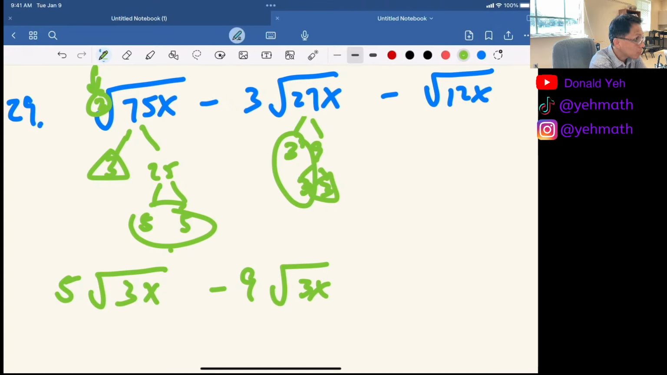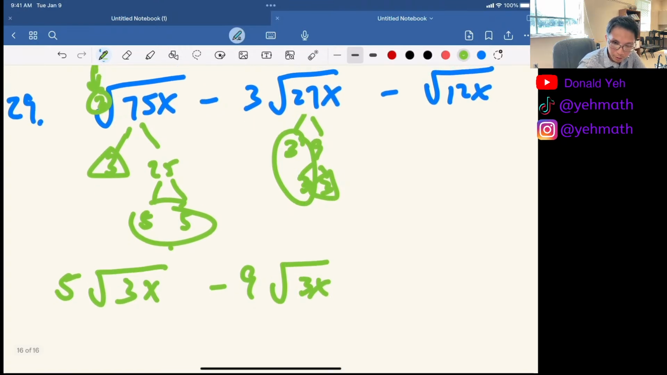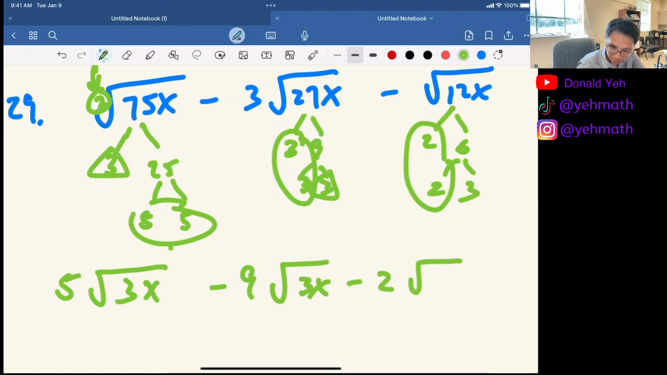Any questions? Yes. Seventy-five x to the third power. We're going to talk about that in a second. Okay, so I'm going to give you that situation. Now, I hear that it's going to be 2, 6, and then 2 and 3. So you can take out 2, right? So that's minus 2 square root 3x.